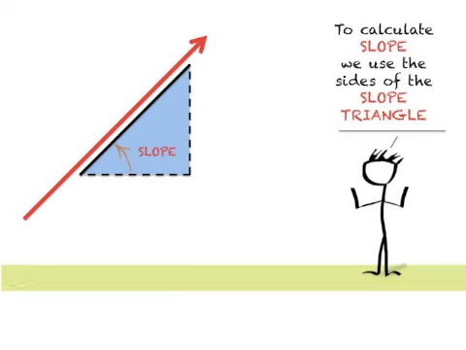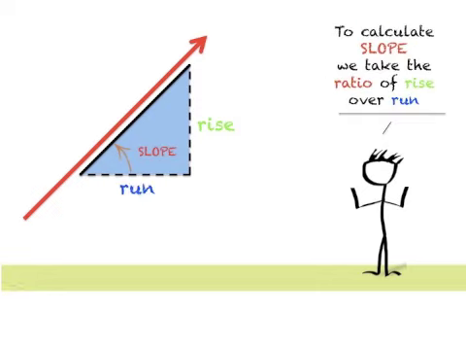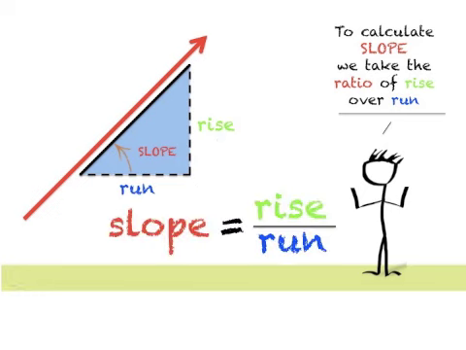To calculate the slope, we use the sides of the slope triangle. The height of the slope triangle is called the rise. The base of the slope triangle is called the run. To calculate slope, we simply take the ratio of rise over run. Slope equals rise over run.